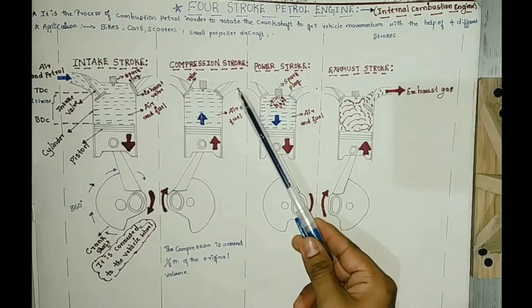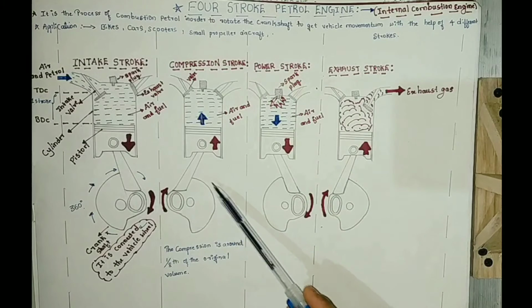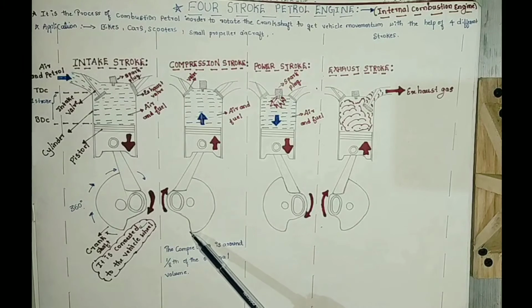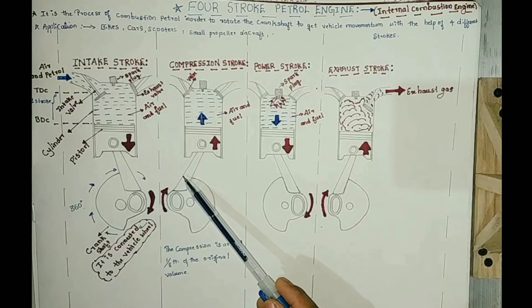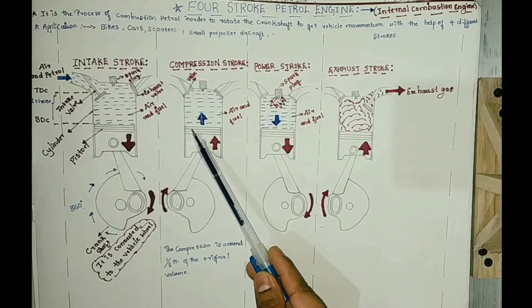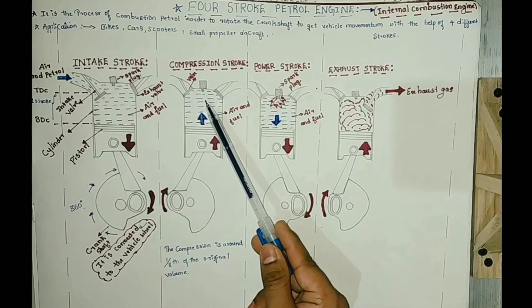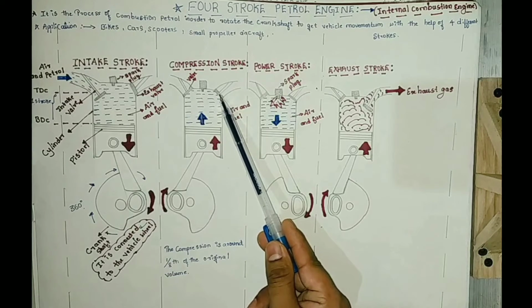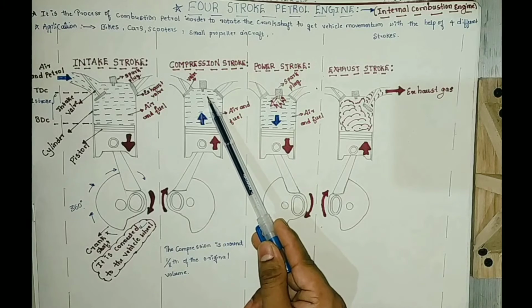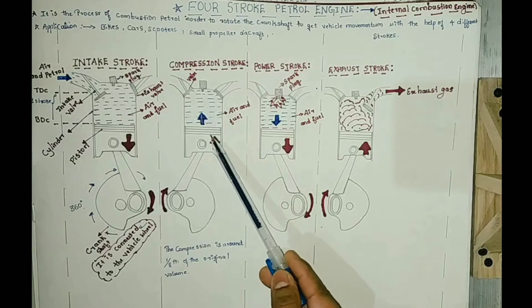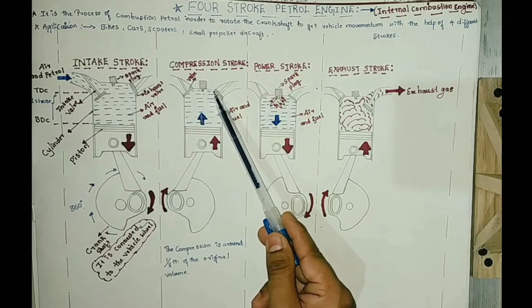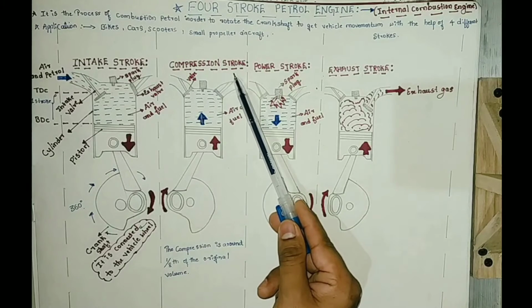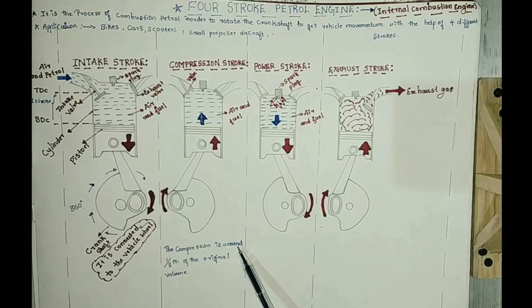In the compression stroke, the crankshaft is already in momentum, so it will continue for the next half cycle. Because of that, the piston moves from the bottom dead center to the top dead center. At that time, the intake valve and exhaust valve will both be closed and the petrol will be compressed between the piston and the cylinder. So it is called the compression stroke. The compression ratio is around 1/8 of its original volume.